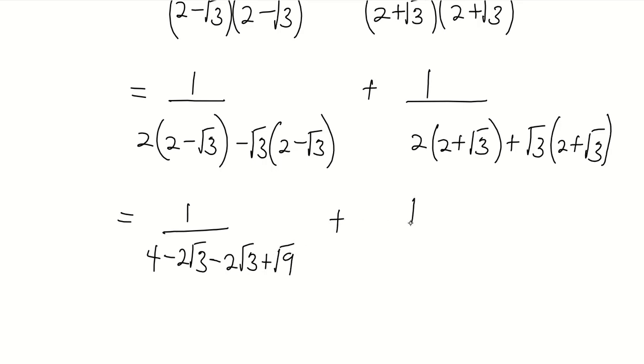That is plus 1 out of, now 2 multiplies 2, we have 4, and 2 multiplies square root of 3, we are going to have plus 2 square root of 3. And the other one continues. So square root of 3 multiplies 2, we are going to have 2 square root of 3 plus square root of 3 multiplies square root of 3, we are going to have square root of 9.